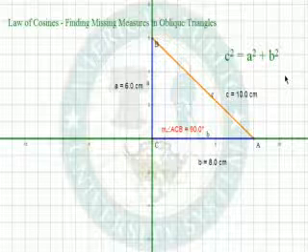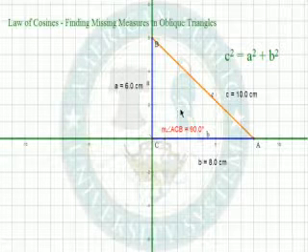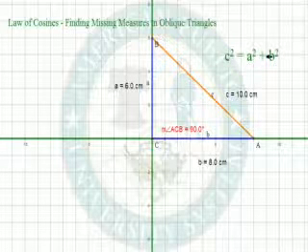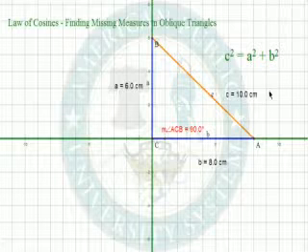We are currently looking at a coordinate grid, and we have a right triangle, triangle ABC. Angle C is a right angle. Side A is 6, side B is 8. And using the Pythagorean theorem, c squared equals a squared plus b squared, we could calculate side C if it wasn't given to us.